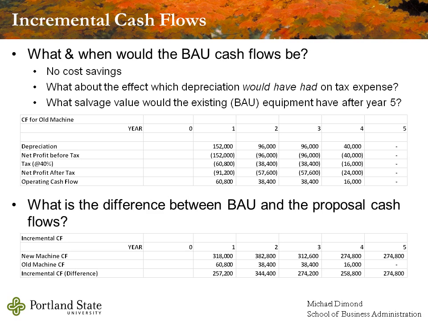In year one, we had $318,000 for the new machine, and we had $60,800 for the old machine. We do the subtraction, we come up with what our increment is, what our difference in the cash flows is. So the difference, or incremental cash flow, is going to be what the net benefit is going to be from making the change that we've proposed. Get rid of the old machine and bring in the new machine, and we're going to wind up with that incremental cash flow as shown.